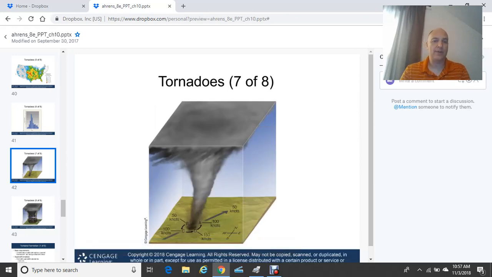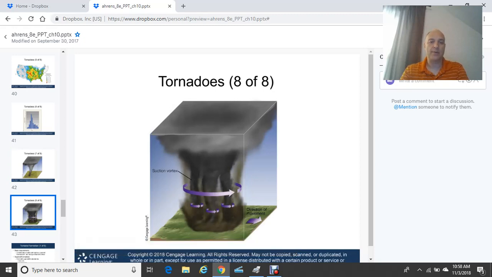Here's an example of a tornado and its movement. Tornadoes typically move from the southwest to the northeast across the United States, and they typically do so as they follow the jet stream winds. Not only that, they follow the winds out ahead of an advancing cold front. Tornadoes typically occur out ahead of an advancing cold front, so they typically move from southwest to northeast in the United States.